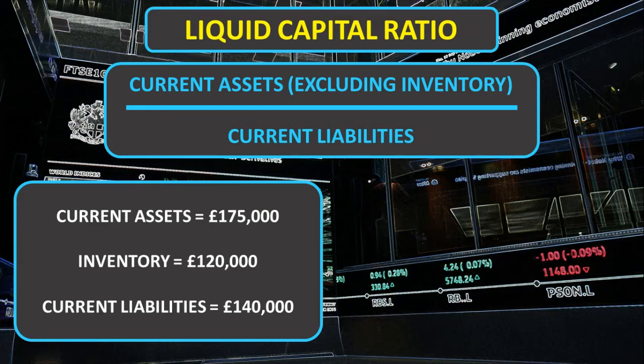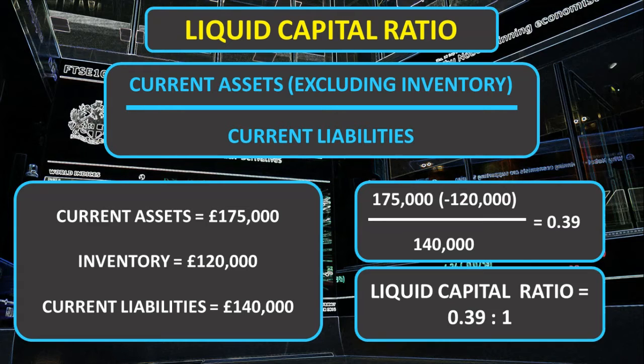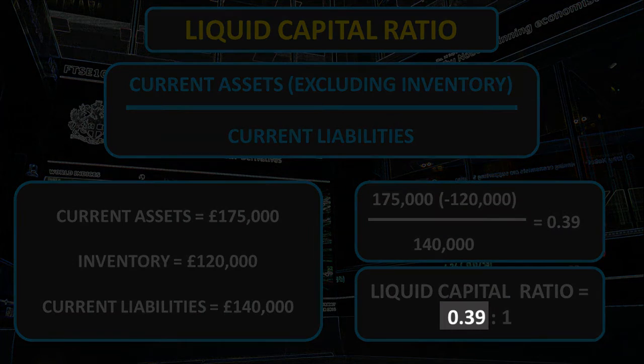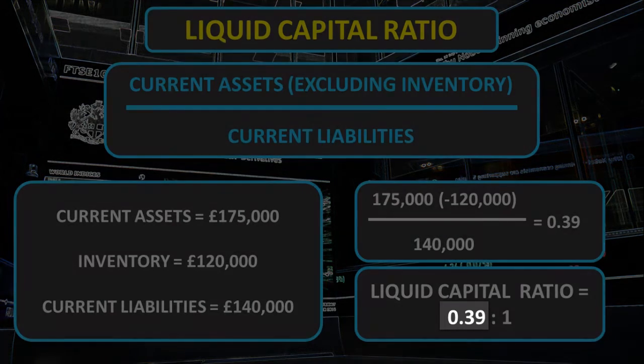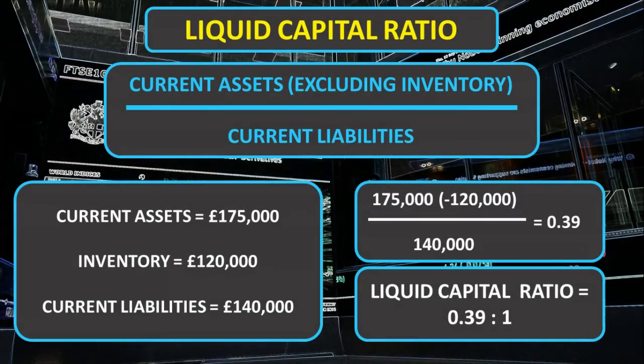If you use the information from the previous balance sheet, then the calculation would look like this: current assets of £175,000 minus £120,000 inventory, this equals £55,000. Divide that by £140,000, which gives you 0.39 to 1. This example shows that business Z is illiquid, as it has less than half the amount of current assets excluding inventory to every liability, meaning it could struggle to pay its short-term financial obligations without the sale of its inventory.